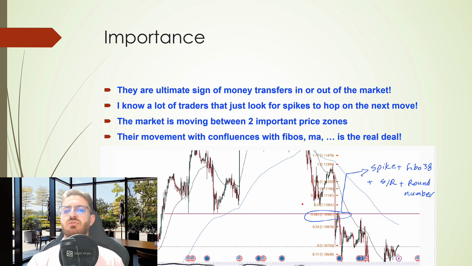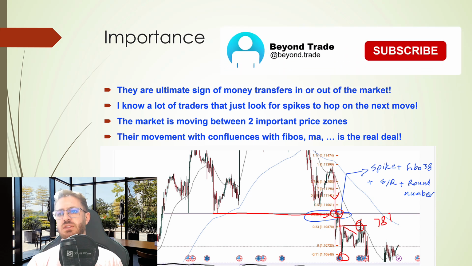For example, you are looking at it right here. We have a spike to the downside. It's 38%, and we have a very good opportunity here with this resistance. Another level is here. We have another spike here to the downside. We have liquidity pools and moving averages, and it's on its 78%, I think.